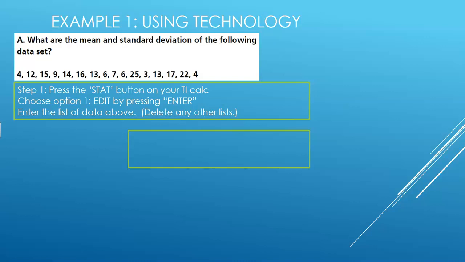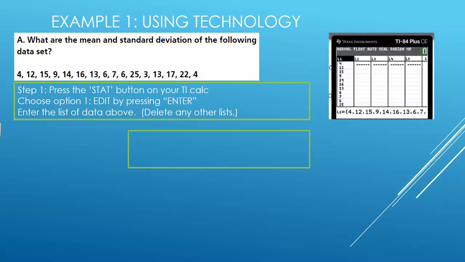Then once you hit that, you'll choose option 1, which is Edit, and then you'll enter that. Then you'll get something like this, where you'll have L1 listed, and you just enter each number one at a time, and it'll give you a full list when you're done. You want to be careful that there aren't any other lists on there that you're not using right now. There are ways to isolate them, but you can just delete a whole list.